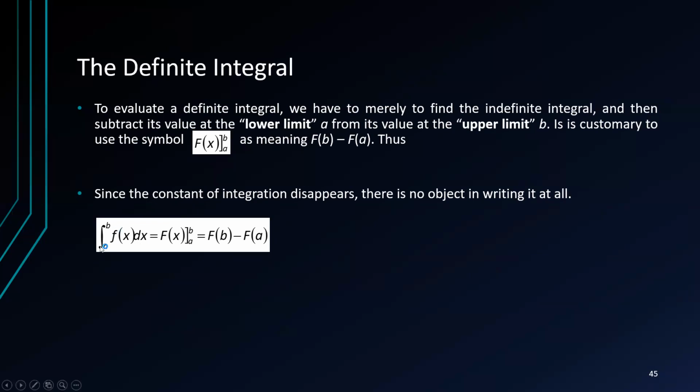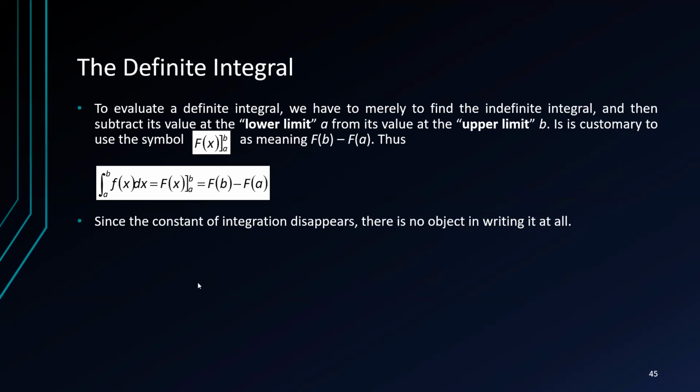Thus, the integral of f(x) dx from a to b is equal to F(x) from a to b, which is equal to F of b minus F of a. Since the constant of integration disappears, there is no object in writing it at all. Okay? Wait lang, itaas ko lang to. So, yan.